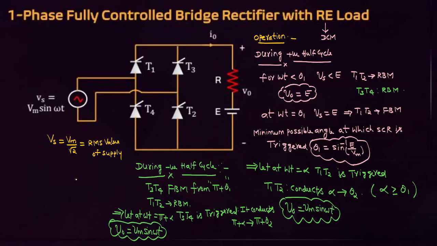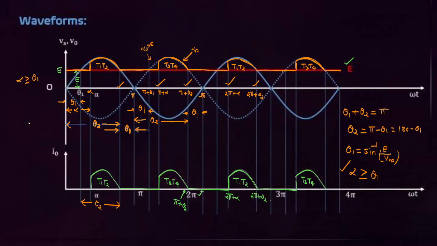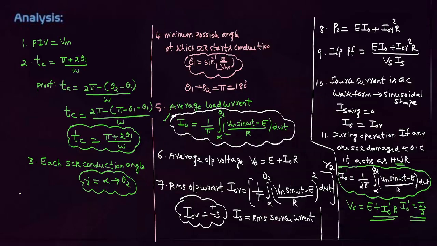And one more configuration of single phase fully controlled bridge rectifier or full wave bridge rectifier, that is using RE load. R load and RE load both are discontinuous mode of operation. Discontinuous mode battery, minimum angle at which the SCR will be triggered, theta 1, that is theta 1 equal to sine inverse E by Vm. In this case, the thyristor conduction angle is theta 2 minus alpha because it conducts from alpha to theta 2. These are the waveforms, but no need to practice the waveforms with respect to rectifiers. Mainly you have to concentrate on the analysis. Then what is the peak inverse voltage? Vm.